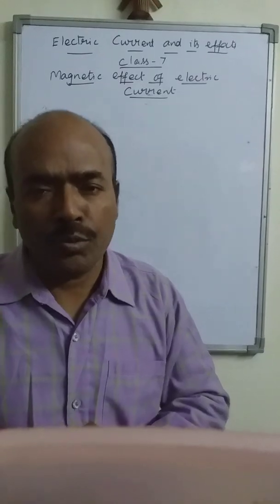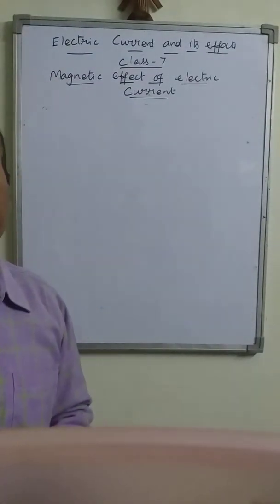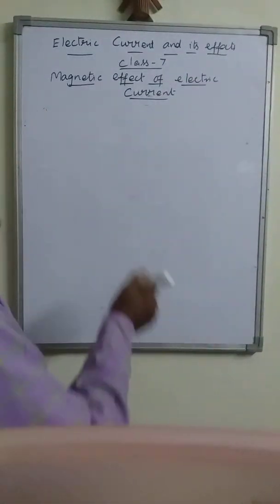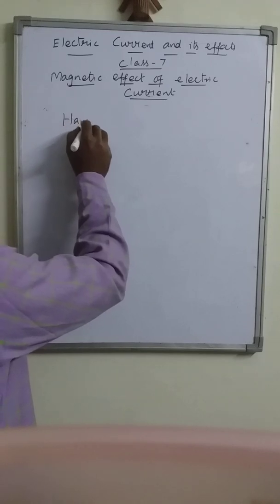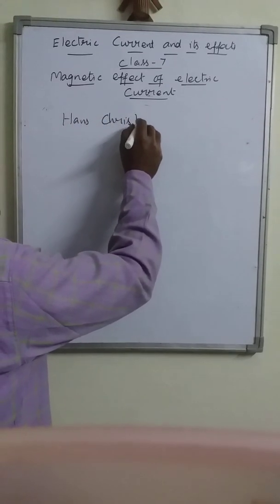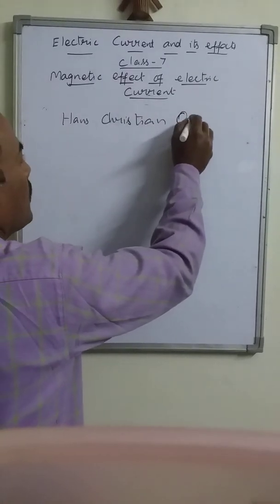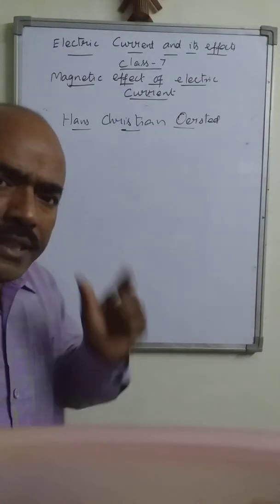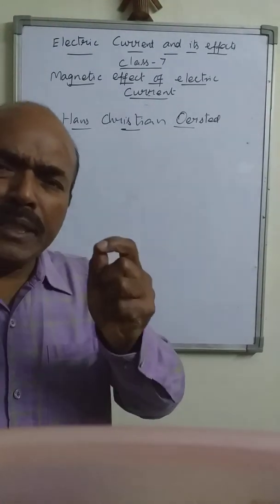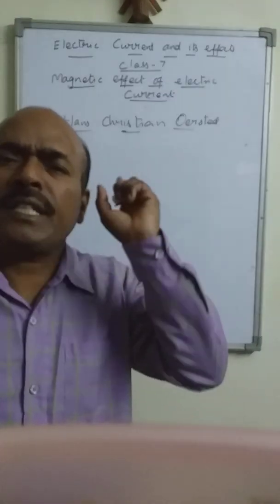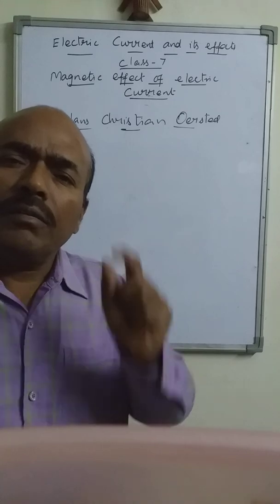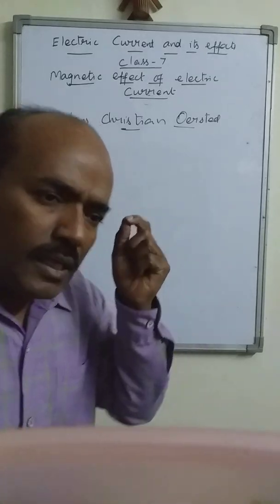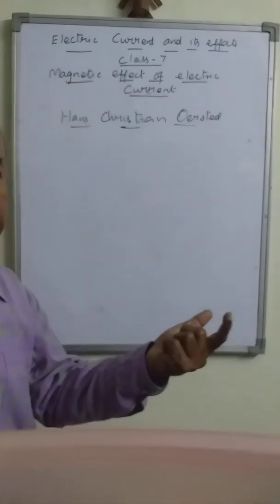Then the electric bell also works on the magnetic effect of electric current, and this phenomenon was first discovered by a scientist, Hans Christian Oersted. He did an experiment. The experiment is very, very simple. For this, we need a wire. It may be a copper wire, a wire or any conductor.